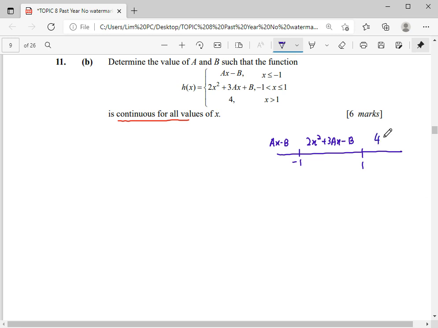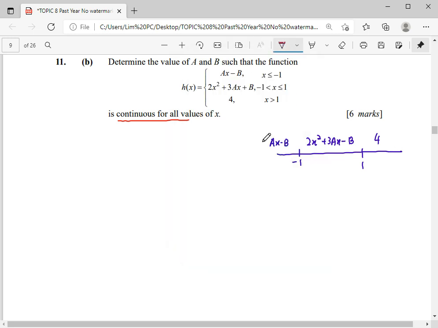To make sure it is continuous, it means our limit when x approaches -1, because it has different functions here, we have to make sure the limit from the left and from the right are equal. And then we can see another changing function at x equals 1. So we have to make sure the limit as x approaches 1 from the left hand side and from the right hand side are equal, so that it is continuous for all the values of x, from the left hand side to the right hand side.